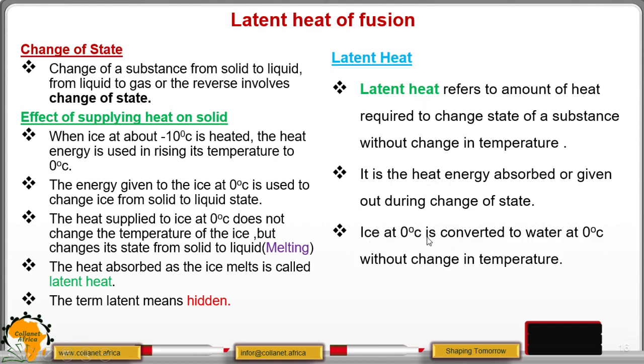Ice at 0 degrees is converted to water at 0 degrees. Note that there is no change in temperature. So you have just melted, the ice has changed into water, but that water is at 0 degrees. Therefore, there is no change in temperature, and that is what we are calling latent heat.